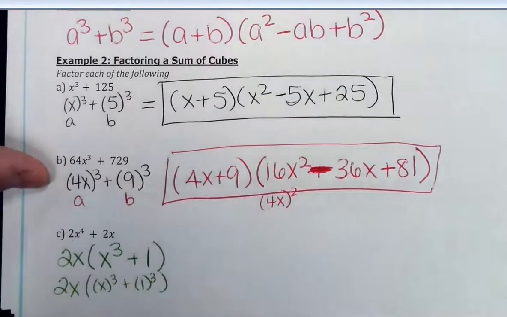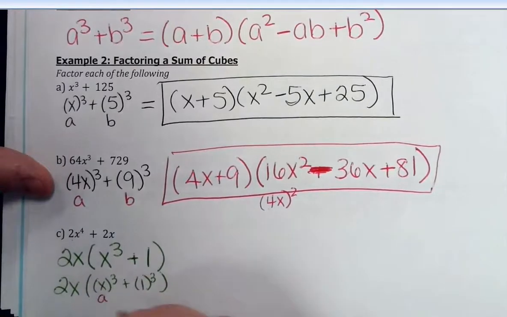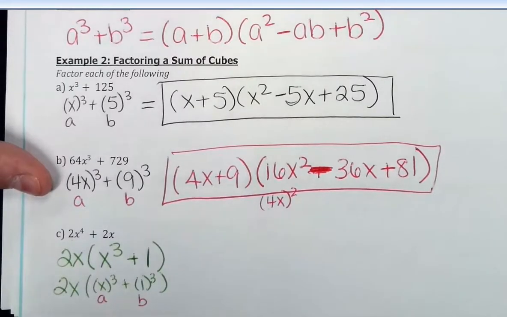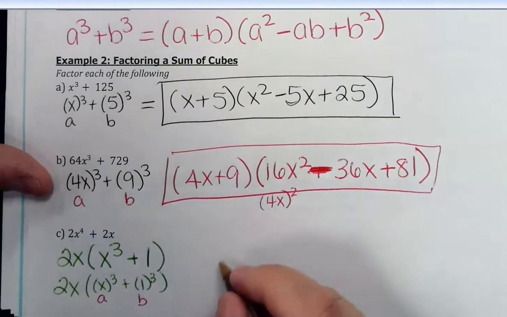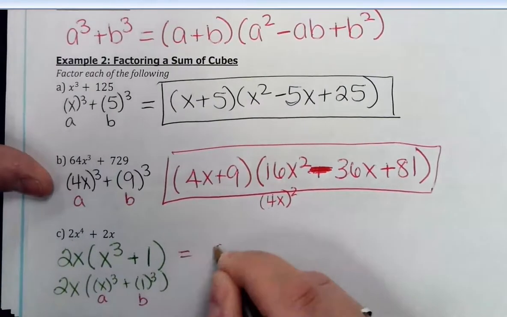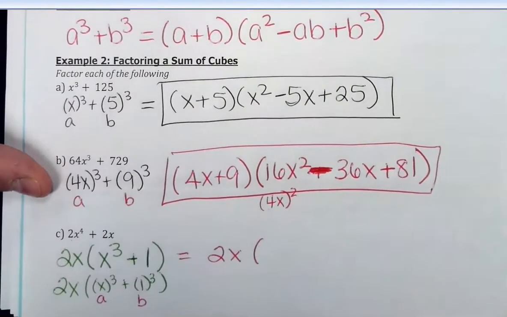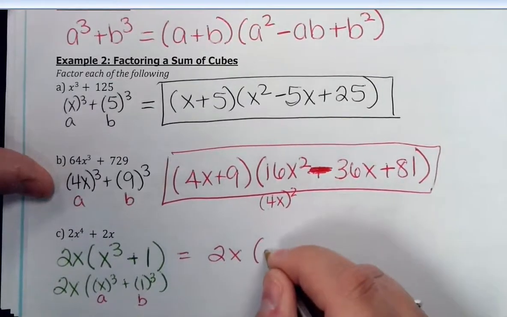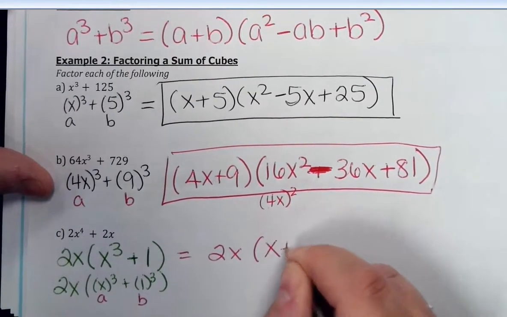So I'm going to keep that 2x out in front, and then in that factoring for a sum of cubes, my a is going to be replaced with x, and my b is going to be replaced with 1. So here's what I want to do here. Keep the 2x out in front. That needs to be part of the factored form. Then it's a plus b, so x plus 1.